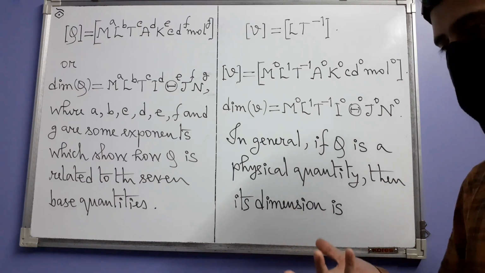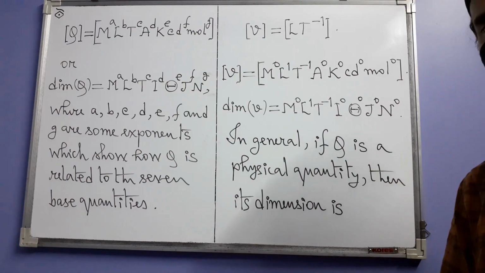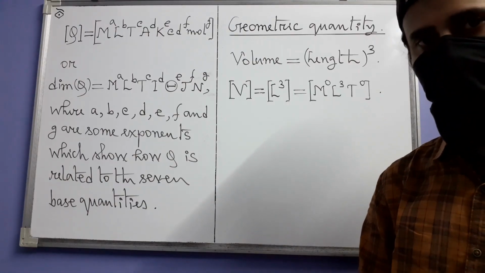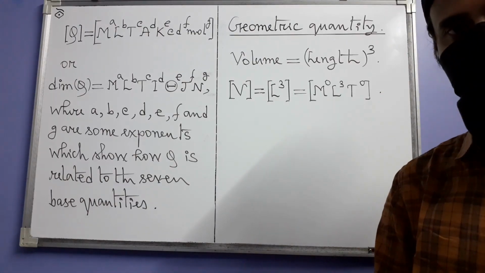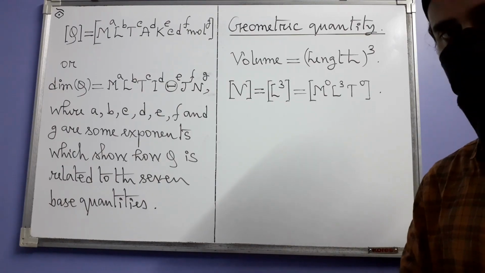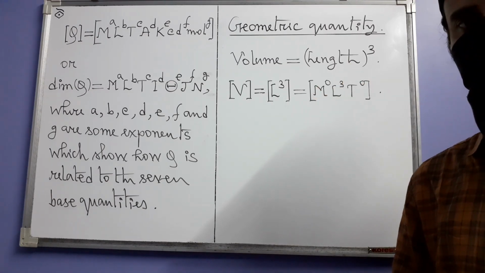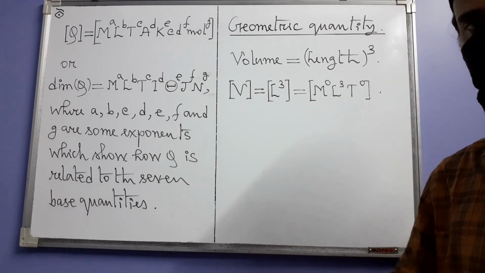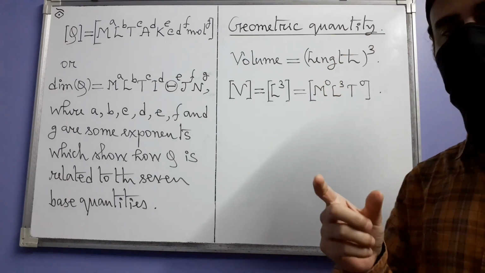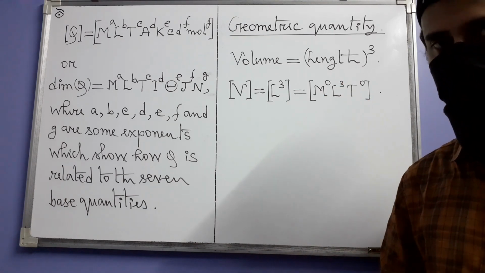Now let us next see some actual physical quantities, derived quantities and their dimensions. Based on which base quantities are involved in giving you the derived quantity in some way, there is a small classification of physical quantities. The first type is geometric quantity. I say first type, but there is no first or second. A geometric quantity is a quantity which depends only on the base quantity length.